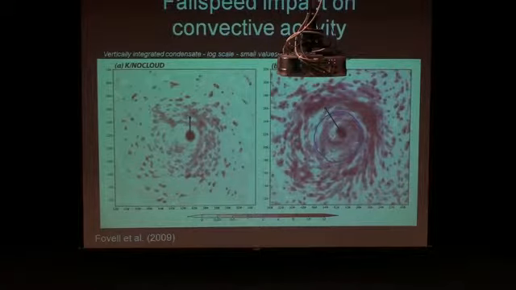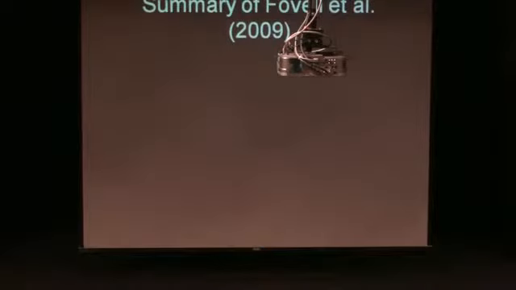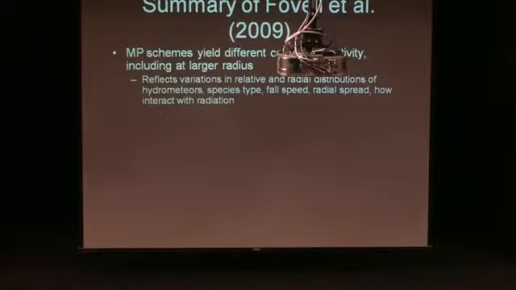did was play around with the fall speed, but what clearly is going on is the storms have very different amounts of convective activity, okay? So here's a quick summary of that previous work. The microphysics schemes yield different convective activity, including and especially at large radius.